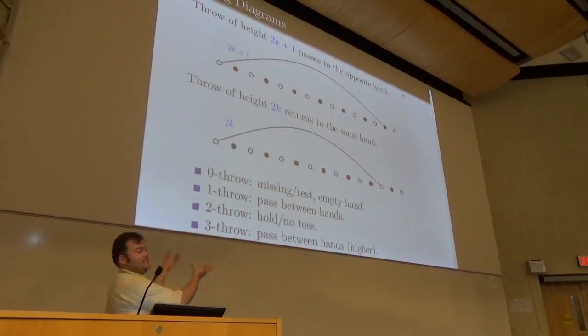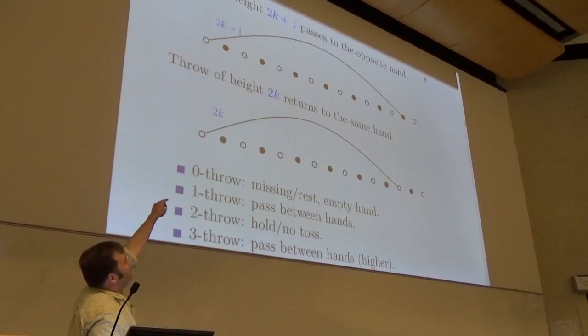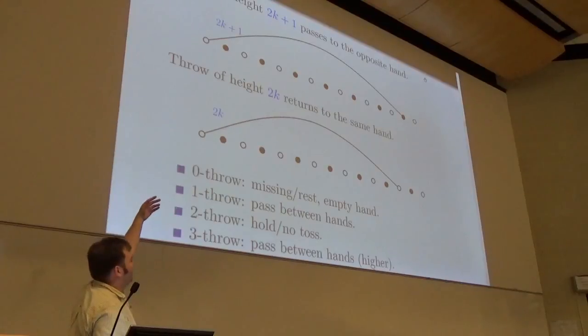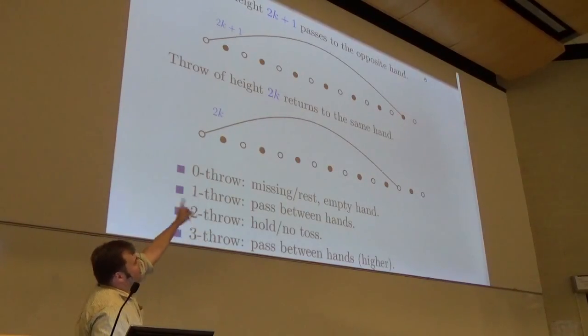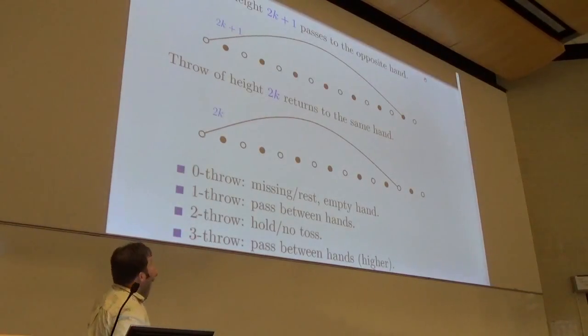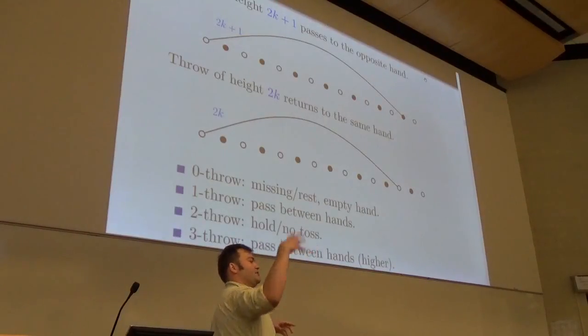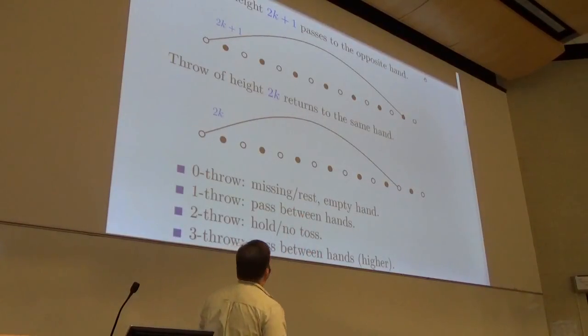Okay, so what did we get? Well, we get this nice observation that'll help us along the way. If you're gonna throw an odd height, like one, three, five, and so on, then all those passes are gonna go to your opposite hand, right? If you're writing out that sequence. And if you're throwing an even height, then that means the ball that you throw has to actually return to the same hand at some point, okay?